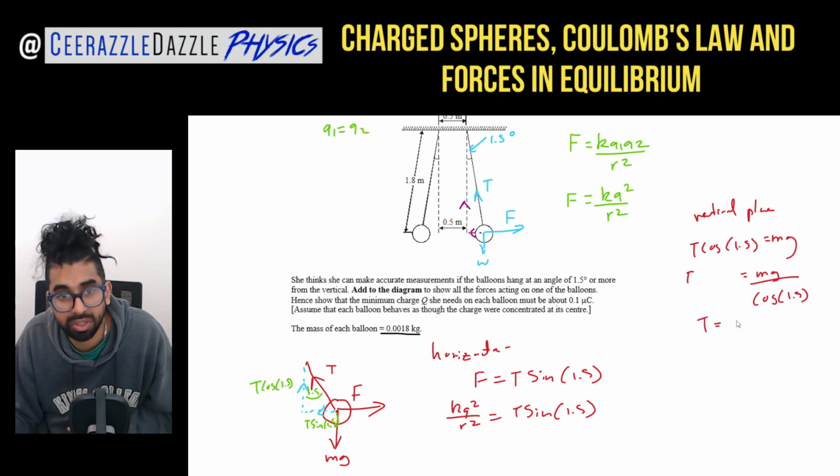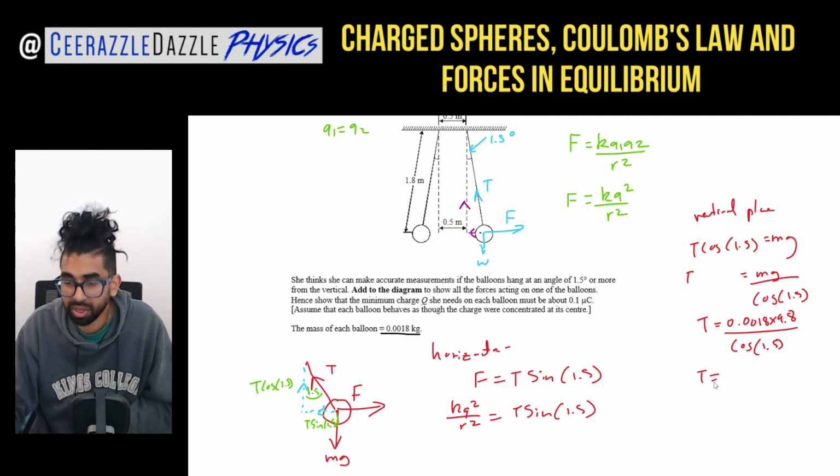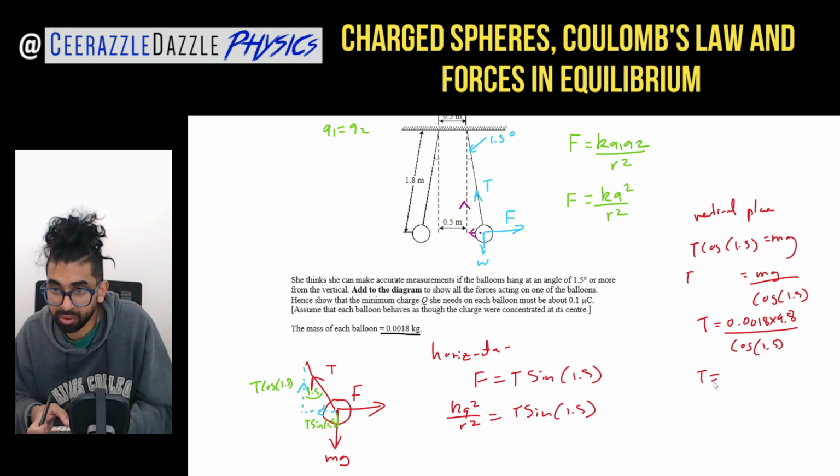So T is equal to the mass, 0.0018, times 9.8, divided by cos 1.5. So therefore T is equal to 0.0018 times 9.8 divided by cos 1.5.